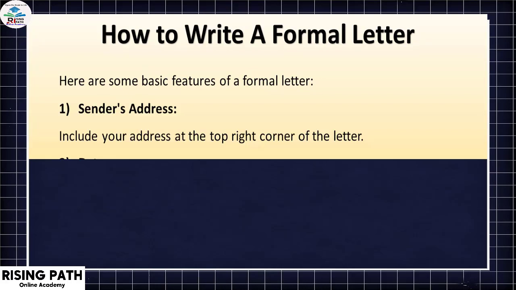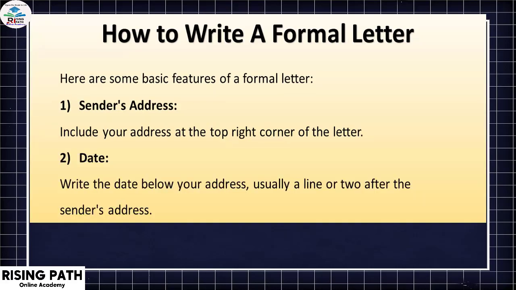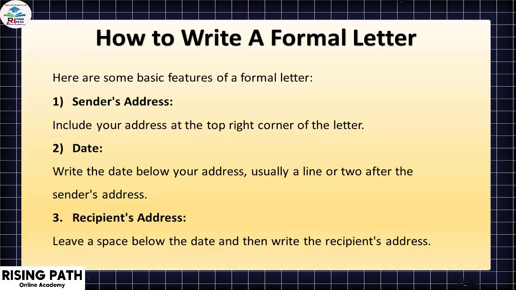Some basic features of a formal letter. Number one is the sender's address. Include your address at the top right corner of the letter. Number two is date. Write the date below your address, usually a line or two after the sender's address. Number three is recipient's address.